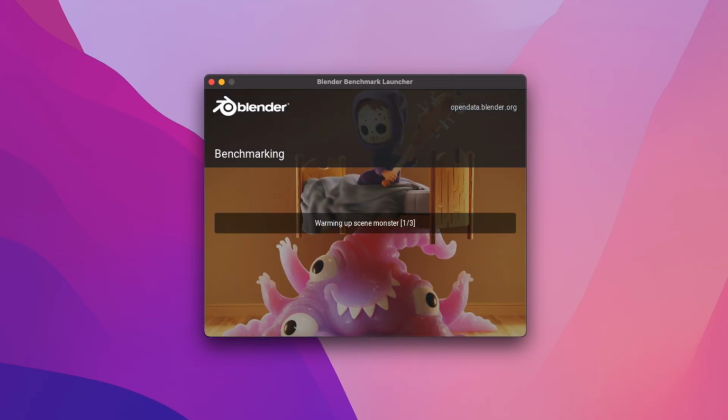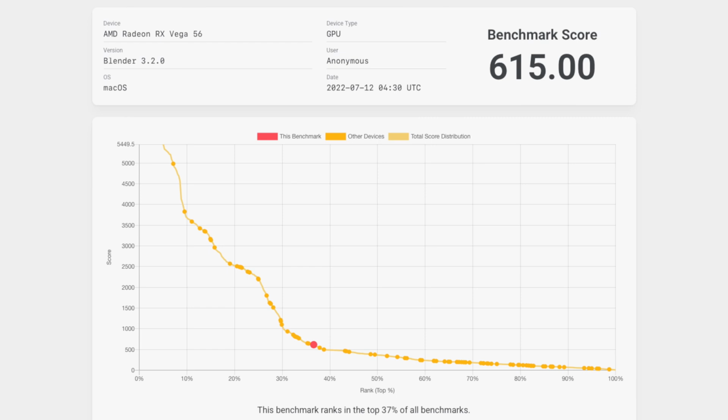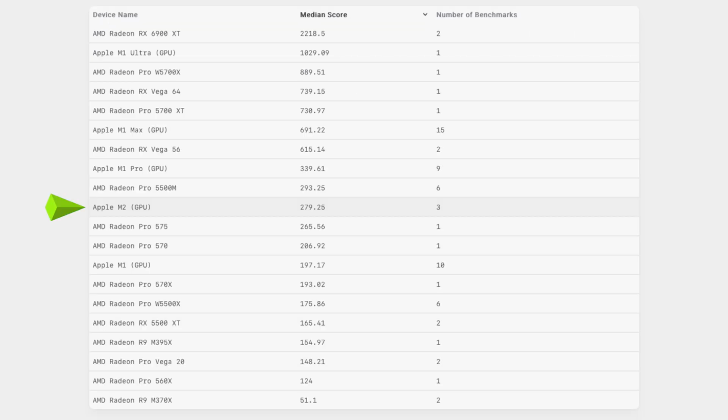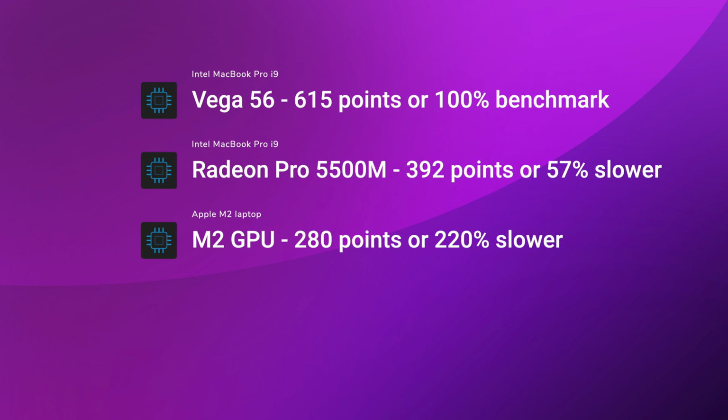After a quick warm-up, Blender did 392 points with my built-in Radeon Pro 5500, which is quite respectable for a 2019 machine. The Vega 56, which is much more powerful, did 615 points. And when we look at the database, the M2 does 280 points, which is much less than my built-in Radeon Pro.